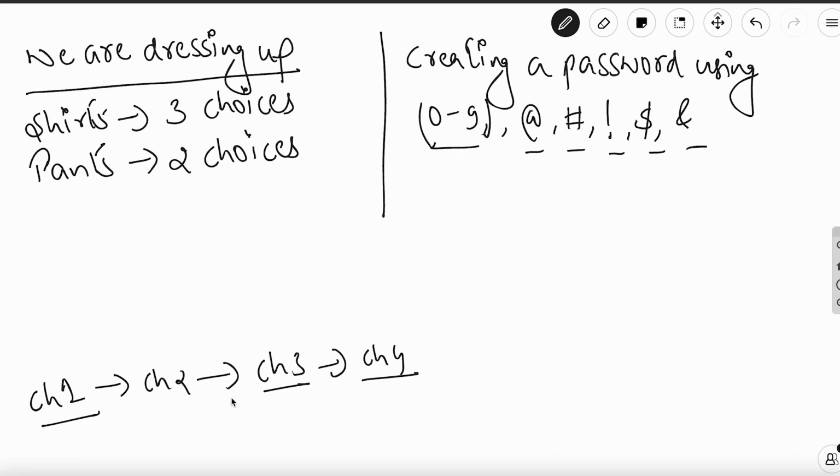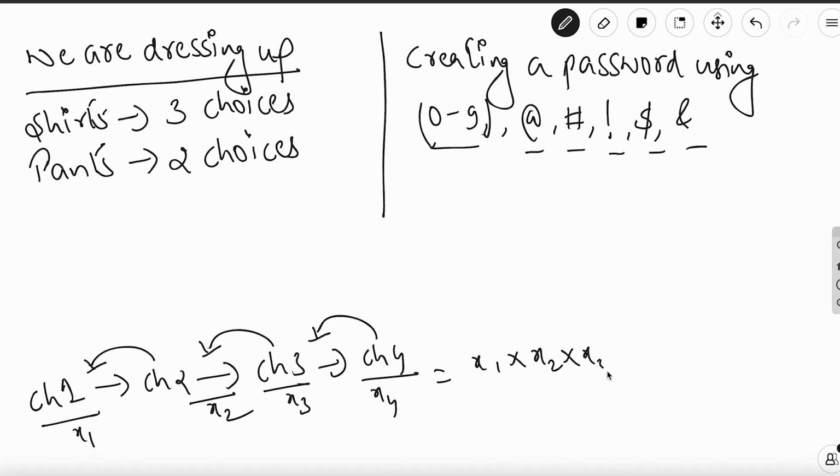So choice 2 is dependent on choice 1, choice 3 is dependent on choice 2, choice 4 is dependent on choice 3. Let's say the outcomes were x1, x2, x3 and x4. All these choices are dependent upon one another, so the final outcome is x1 into x2 into x3 into x4. In the multiplication case, we have a sequence of choices that are dependent on one another. The second depends on the first, the third on the second, the fourth on the third, and so on. So this is where multiplication comes into the picture.